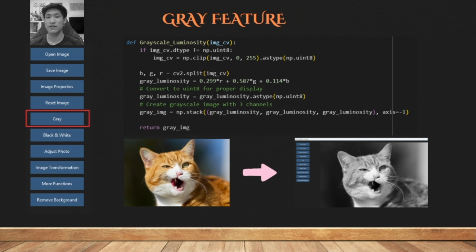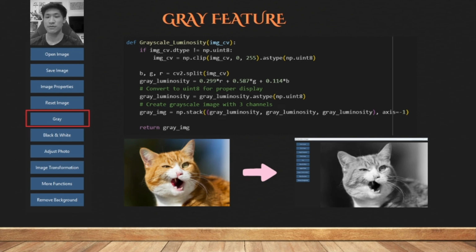To create the grayscale image, we use a weighted formula with 0.299 on red, 0.587 on green, and 0.114 on blue. These values ensure that the green channel has the most influence, since human vision is most sensitive to green light. After that, we convert the computed grayscale values to an 8-bit format to properly display. Finally, we stack the grayscale image into 3 identical channels so that it remains compatible with other image processing functions.